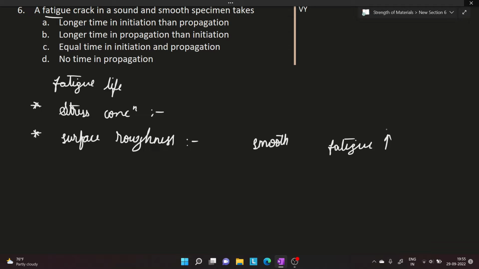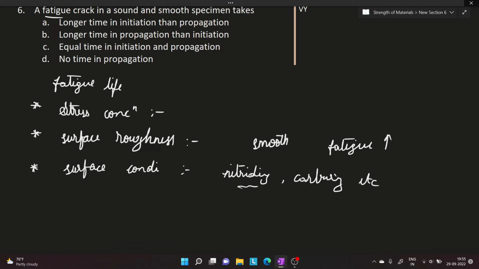Right, so we can use that particular material for a long, or a particular element for a longer duration of time. Right, and then the next one is we have surface condition. Right, so meaning if a material has been surface hardened, let's say for some process like nitriding, or let's say carburizing, etc. Right, so if we do all of these kind of surface treatment for a particular material, its fatigue life is also going to increase, meaning that we can use that particular material for longer duration of time.